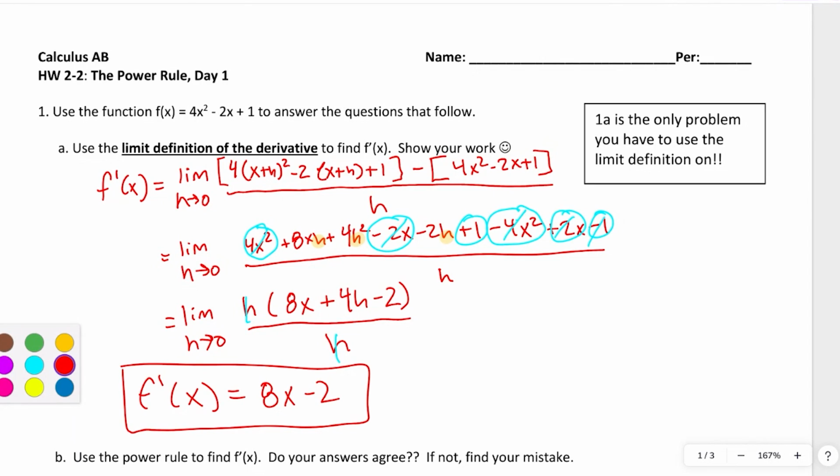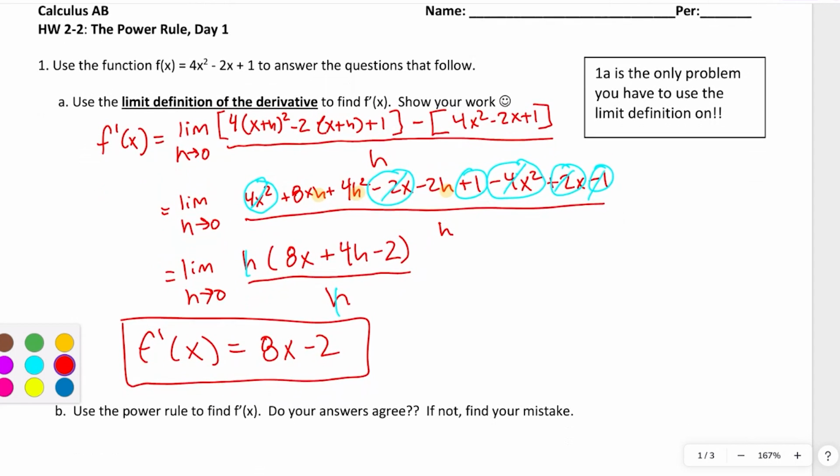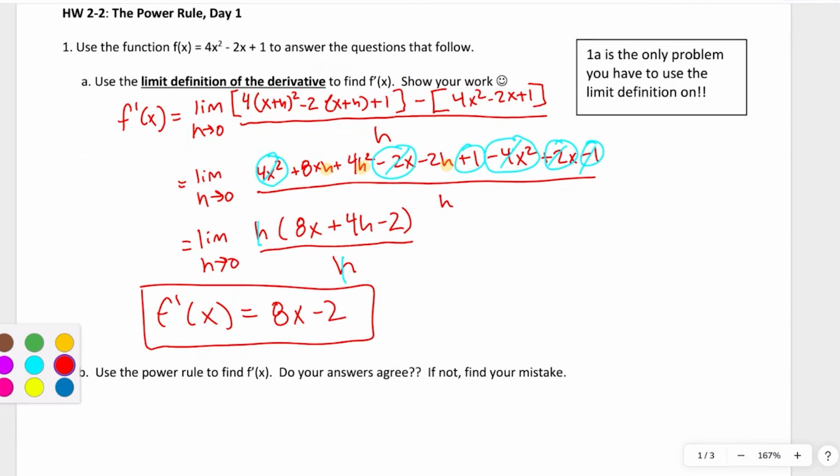Now that you know the power rule, hopefully you can see why it's so nice to have that power rule. Because really, if you know that power rule, you can find that derivative a lot faster. But there's 1a. 1b, it says use the power rule to find the derivative.